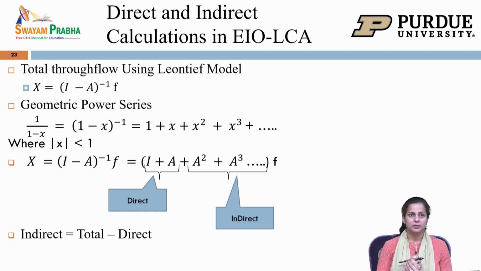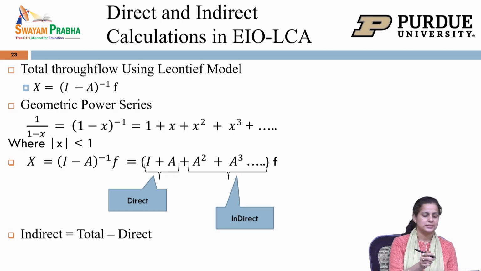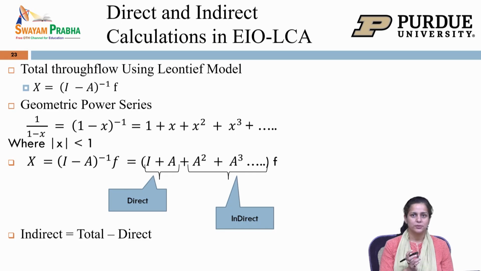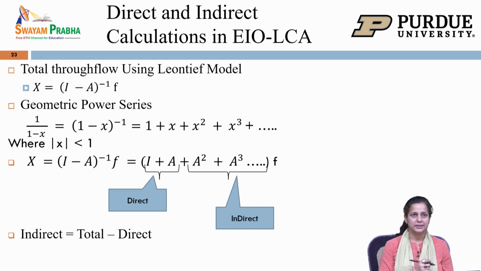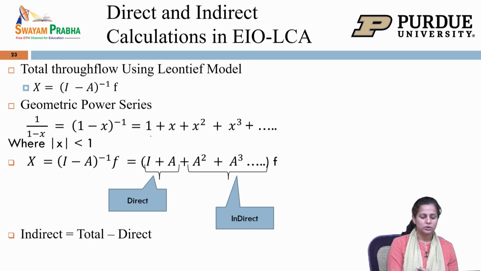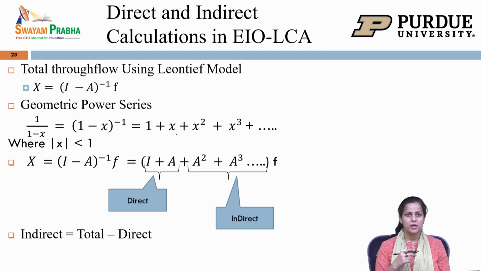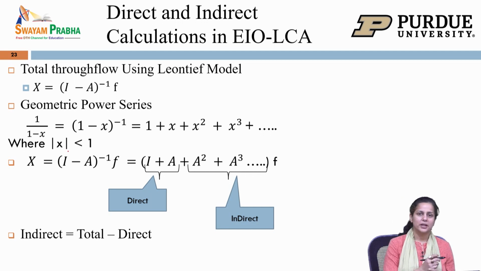If you look at the total throughflow using the Leontief model, we calculate our x star as (I minus A) inverse times f. So, okay, that is our Leontief model. If you go back to our power series expansion, the geometric power series, whenever you have (1 minus x) inverse, we can expand it to 1 plus x plus x square plus x cube, that is the Taylor series expansion. Here the modulus of x is less than 1.